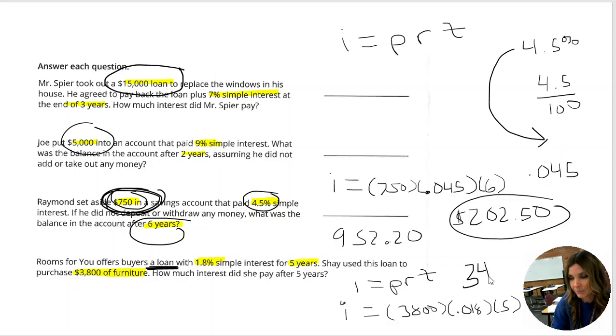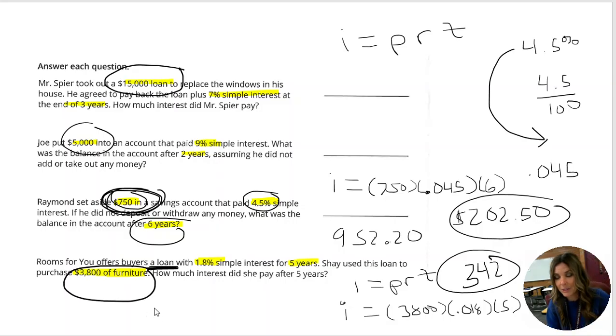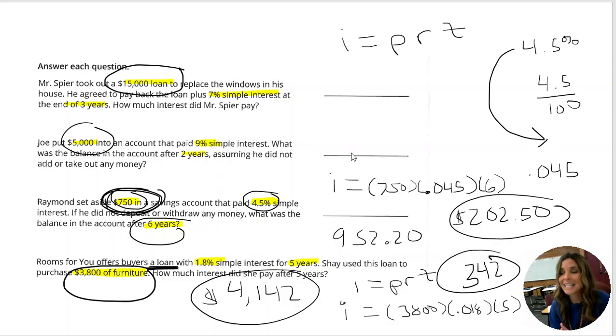So on top of having to pay back the $3,800, Shay also has to pay an additional $342. So the total amount for the loan is $4,142.